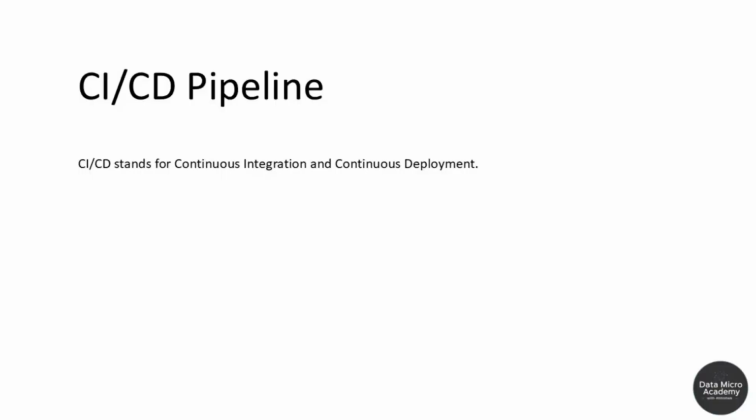CI/CD pipelines. CI/CD stands for continuous integration and continuous deployment. It means that GitLab will automatically run testing and execute the build. It can also push the code to target environments if you configure it to do that. This is a very interesting topic and a must-have skill for the programmers. So we will have to cover this in detail in a different tutorial video.